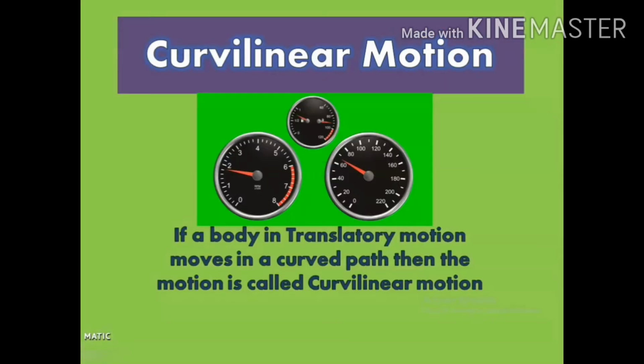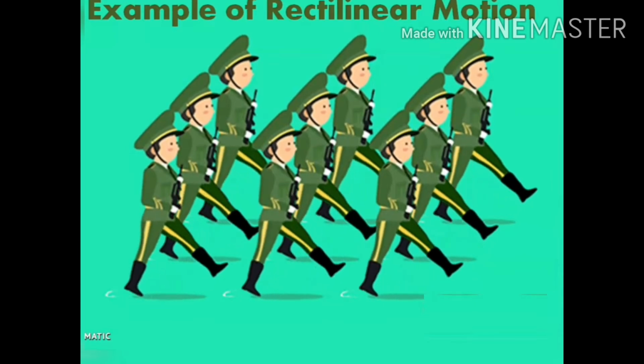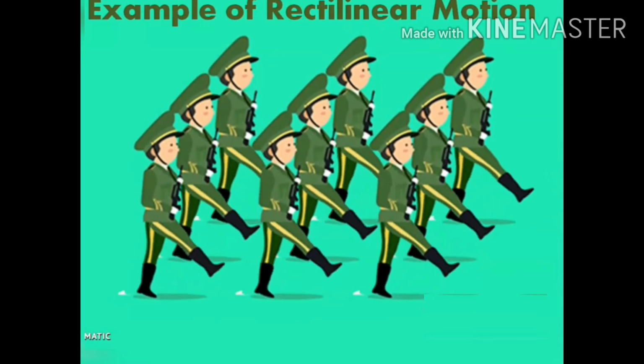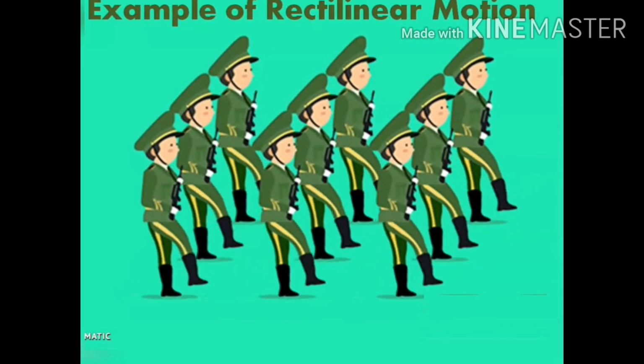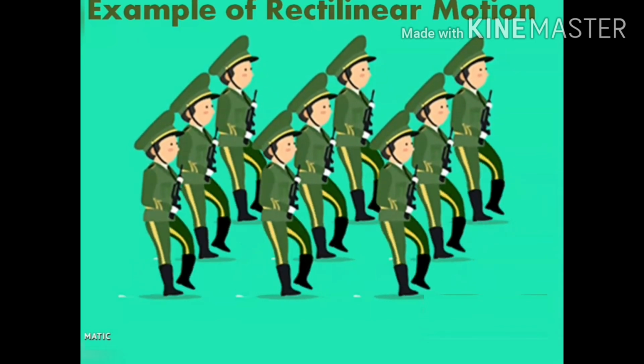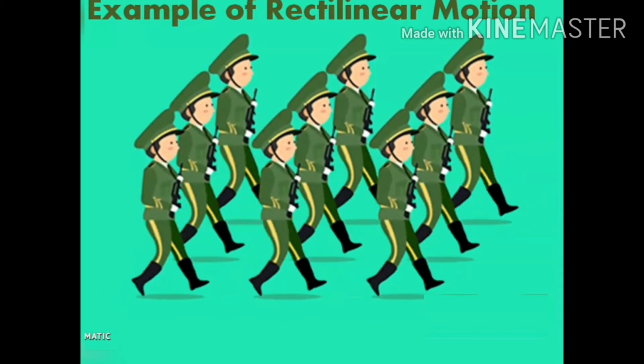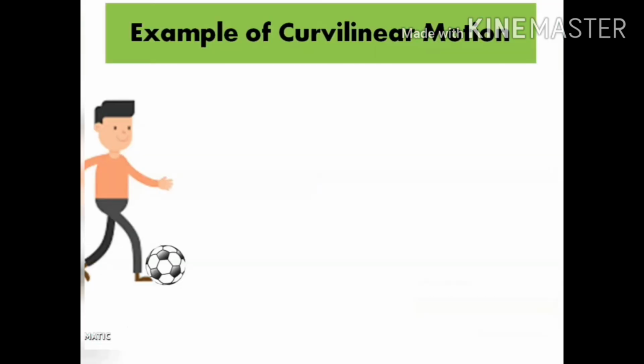Next, we see curvilinear motion. If a body in translatory motion moves in a curved path, then the motion is called curvilinear motion. For example, movement of the needle in the speedometer of a car. These are examples of curvilinear motion. Next, we see some more examples of rectilinear motion. Marching of soldiers in a parade is an example of rectilinear motion. A stone falling straight towards the surface of the earth is another example.